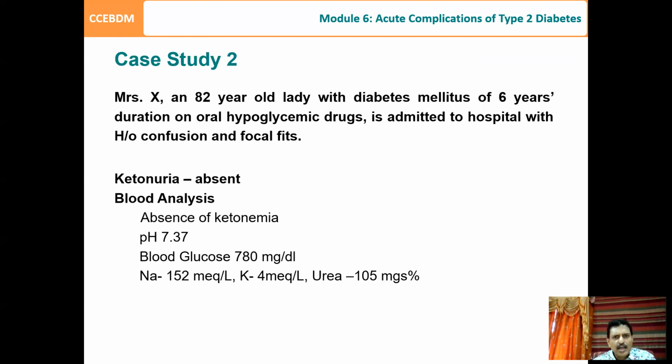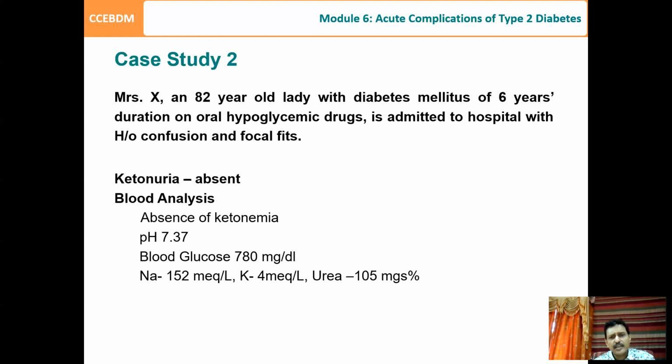And usually they don't have ketonuria. There is no ketonemia in the blood. The pH level is usually above 7.3. There may be slight reduction in the pH, but it usually doesn't go below 7.3. So there is not much acidosis and there is no ketonuria. So there are two important differences between the two. One, there is no ketonuria and there is no acidosis. Even if there is some degree of acidosis, it is not below 7.3.